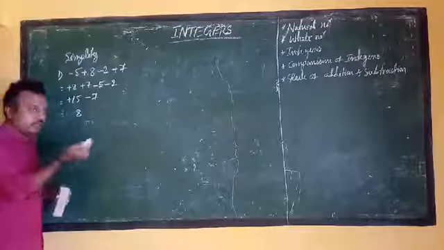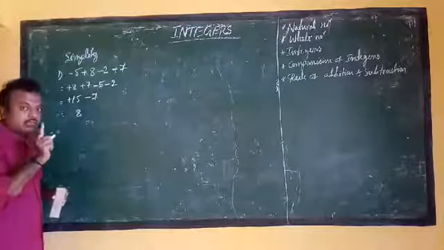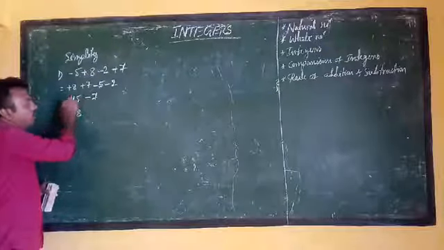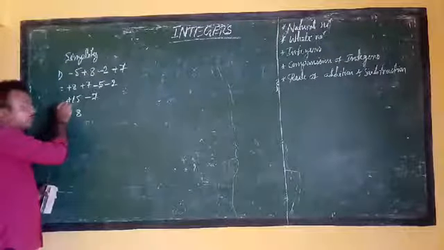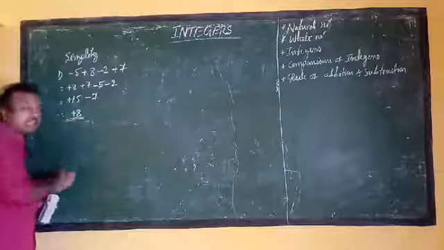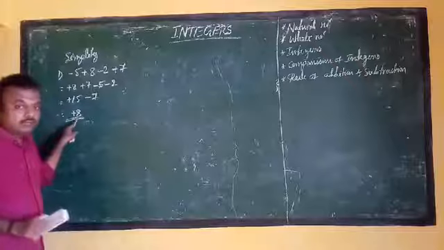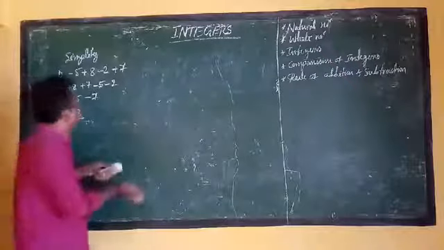So after the subtraction, we put the bigger number's sign in the resulting number. Correct. So 15 and 7, which is the bigger number here? 15. Which sign does 15 have? Plus. So we put the plus sign in the resulting number. Therefore the result is plus 8. The answer is plus 8. Got it? So I will take another example.